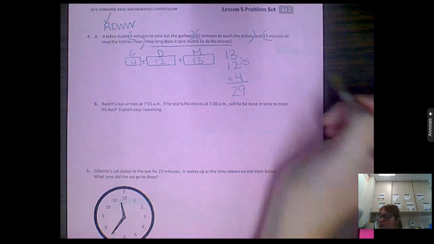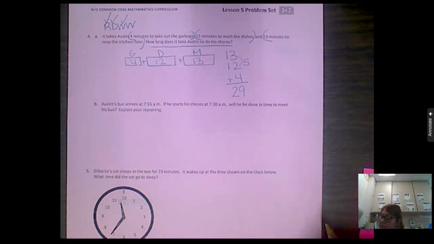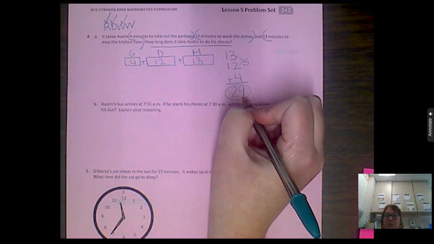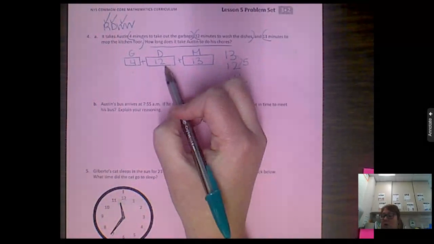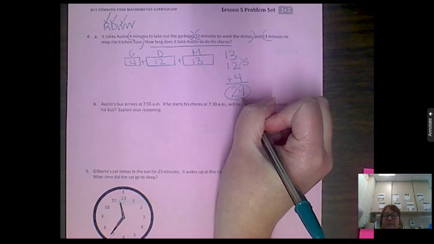Okay, so we did our draw. We wrote our number sentence. What's left? To write a word sentence. Does it make sense to say that it took Austin 29 minutes to do his chores? That makes sense, right? Because if it's 4 minutes, 12 minutes, and 13 minutes, it makes sense that it could take 29 minutes, a total of all those together.